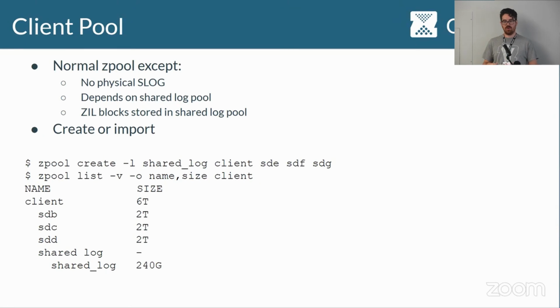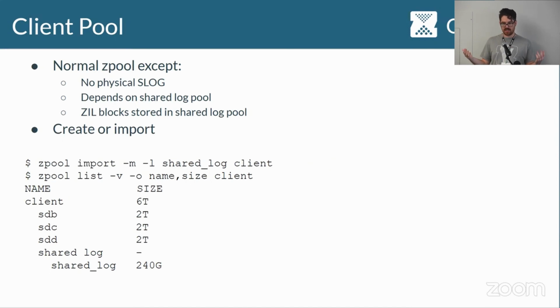So you can create a client pool from scratch, or you can import a client pool so that it becomes dependent on the shared log pool. So here you can see what a creation looks like. There's a new -L flag that you provide the name of the shared log pool, and then the client pool name, and then disks just like usual. And here you can see what it looks like. You have a client pool with its drives, and then it has a shared log entry, and then the name of the shared log pool that it's actually using to provide slog capabilities.